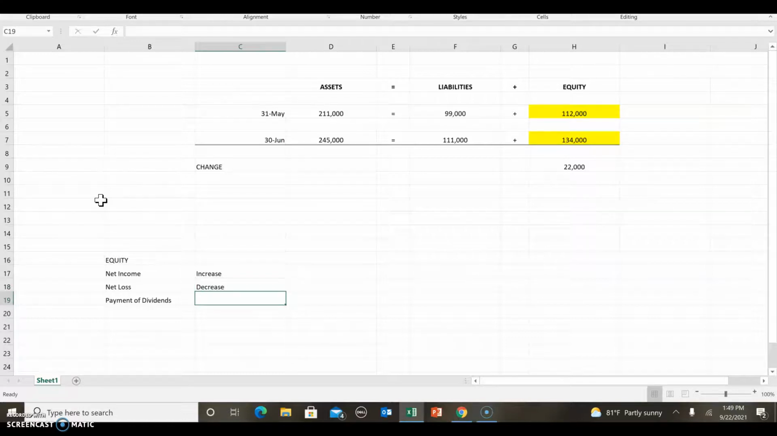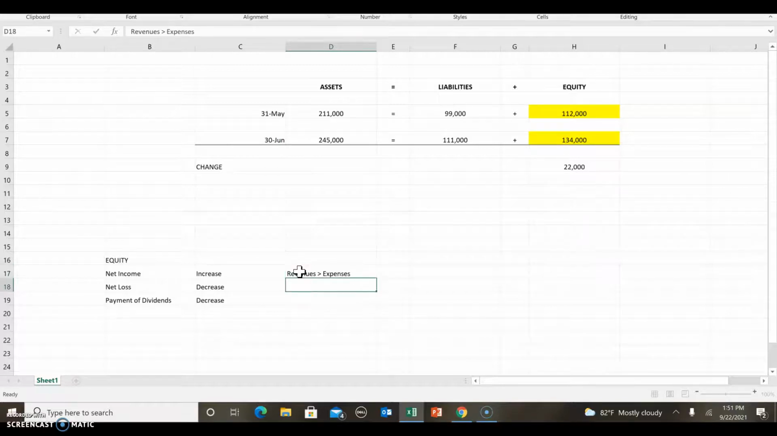Trying to go too fast. And payment of dividends will also decrease the equity account. Just to break this down a little, we know that if there's net income, this means revenues were greater than expenses. And if there's a net loss, we know expenses were greater than revenues. Okay? So this $22,000 change is attributable to some or all of these items.